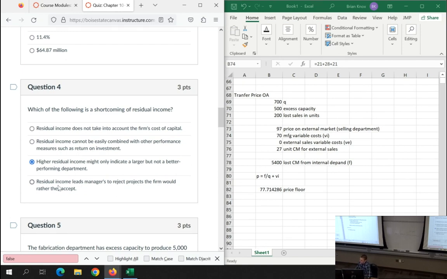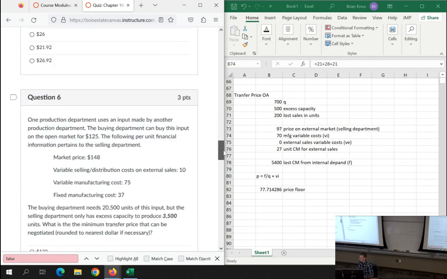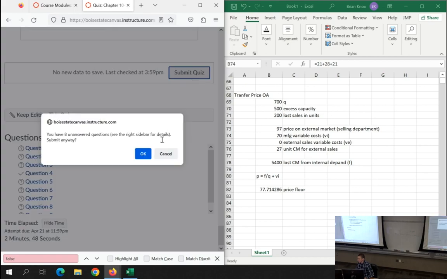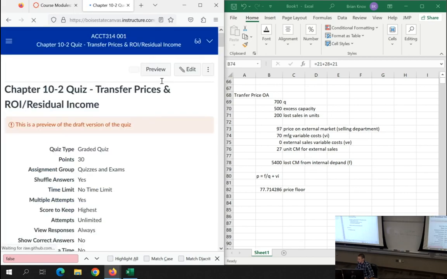Last one says residual income leads managers to reject projects the firm would rather they accept. No, it actually does the opposite of that. The purpose of it is to help managers accept as many of the projects the firm would like to accept as possible. To help with that, make it more likely. So that's the answer right there. Is that good for that one right there? Let's keep looking for the false one.